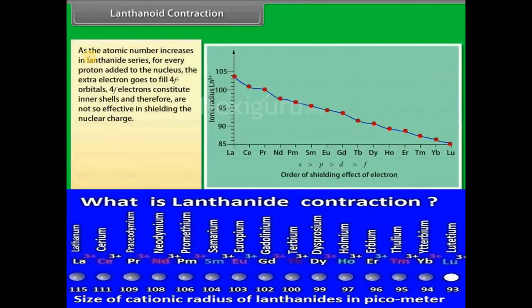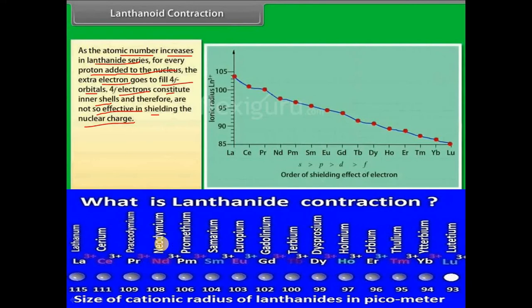In the case of lanthanide contraction, as the atomic number increases in the lanthanide series, for every proton added to the nucleus, the extra electron goes into the 4f orbital. The 4f electrons constitute inner shells and therefore are not so effective in shielding the nuclear charge, because 4f orbitals are deeply buried in the shell. They do not show the shielding property properly. So due to this, lanthanide contraction takes place.